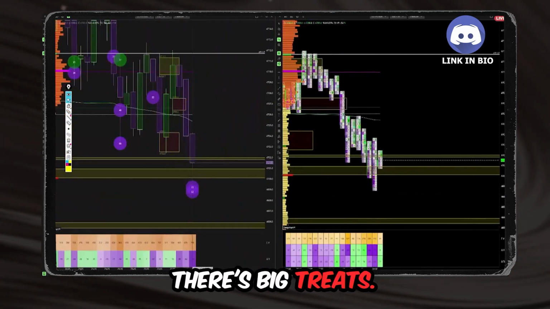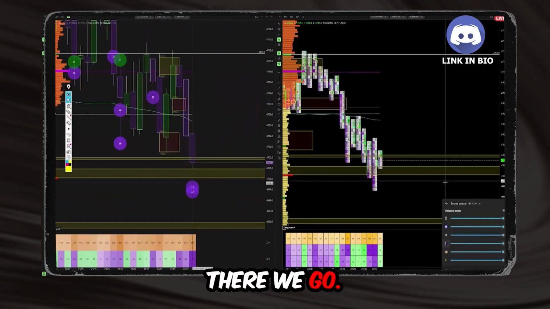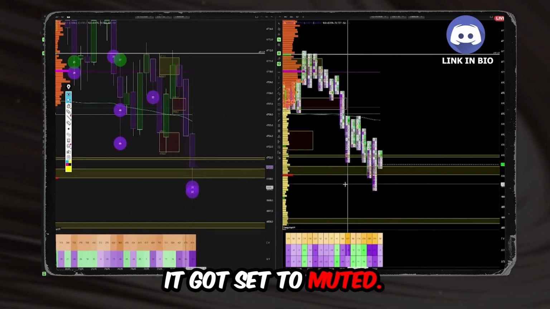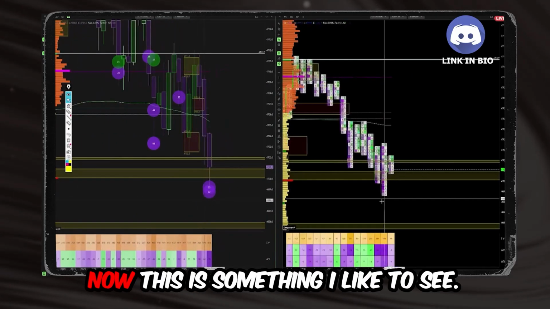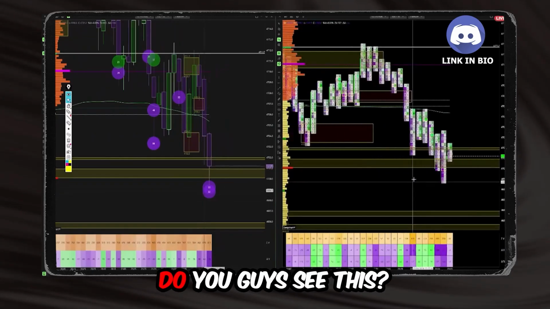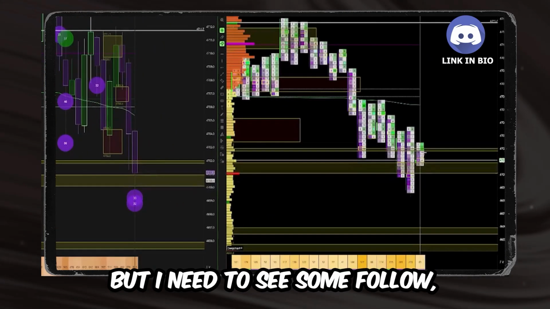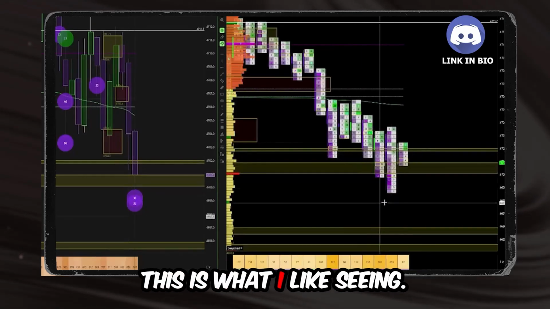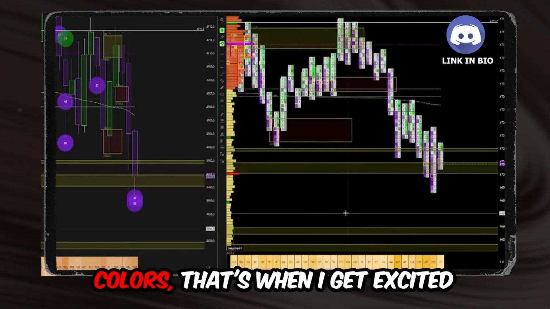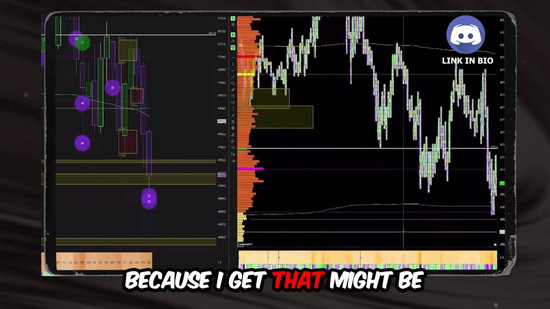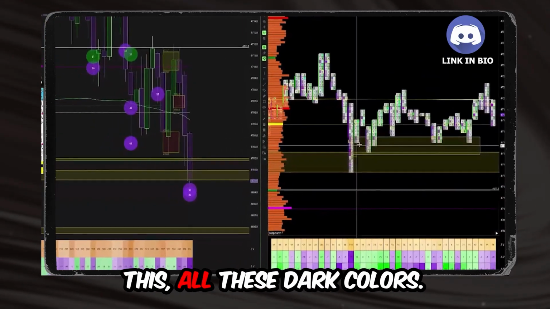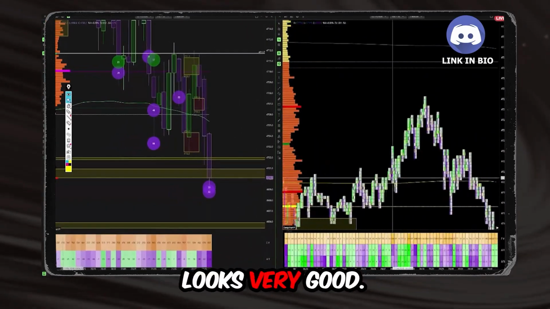Okay, there we go. There's big trades entering now. There's DeepCharts. It got set to muted. This is good. Now, this is something I like to see, by the way. Do you guys see this? All these dark colors. But I need to see some follow through of the buyers. This is what I like seeing. When you see all these dark colors, that's when I get excited, because that might be a mean reverting setup like this. All these dark colors, so I'm like, bro, that looks very good.